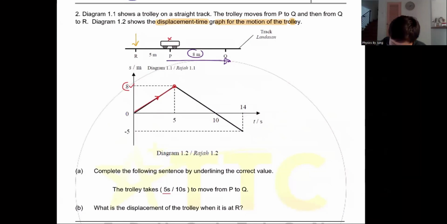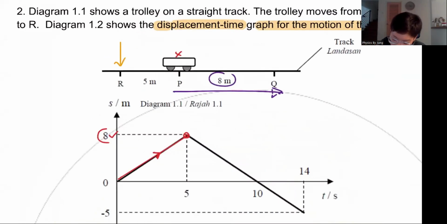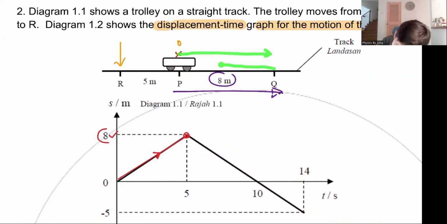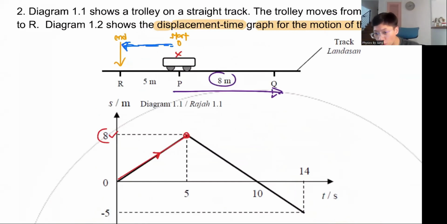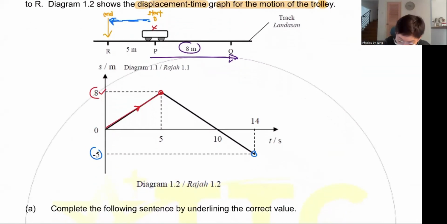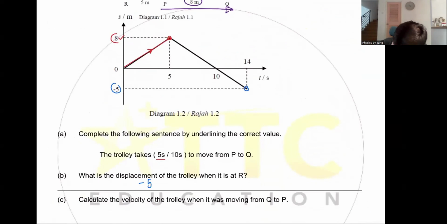Okay, next. What's the displacement of the trolley when it is at R? See this, this is 0. He went all the way to the front, then he goes all the way to the back. So this is your starting point, and this is your ending point. Your ending point is behind. All right, now where did this whole object end at the end? At -5, right? So the total displacement is going to be -5 meters.